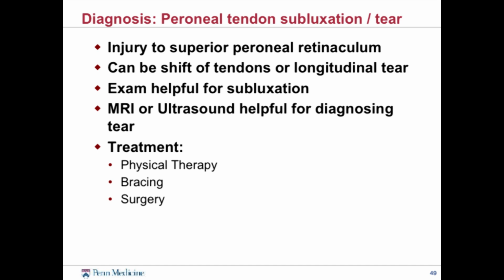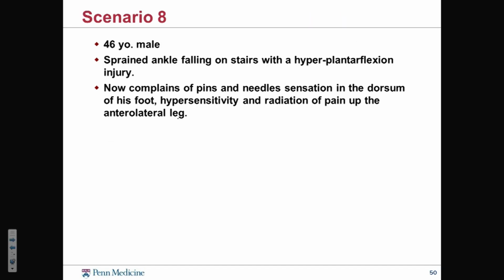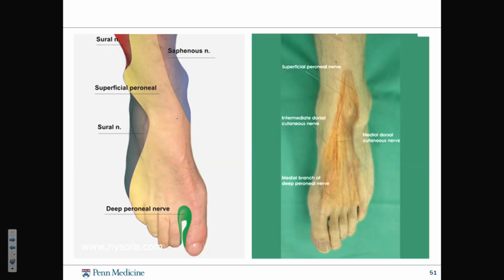Scenario number 8, a 46-year-old male who sprained his ankle falling on the stairs and had a hyperplantar flexion injury as well as inversion. He now complains of pins and needles sensation in the dorsum of the foot, hypersensitivity over the top of the foot, and sometimes the pain will radiate up the anterolateral leg. And in this setting, this is what we often see as an injury to the superficial peroneal nerve.